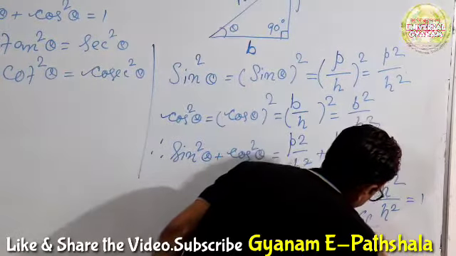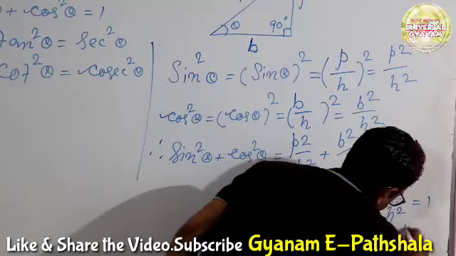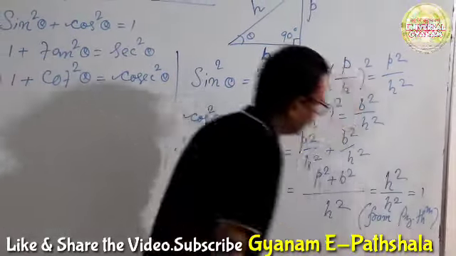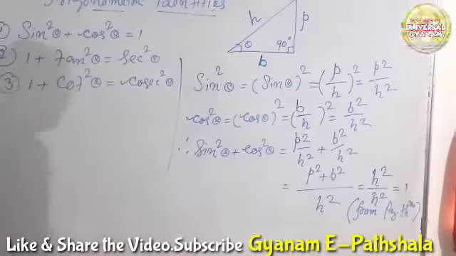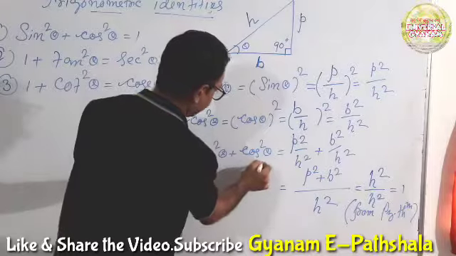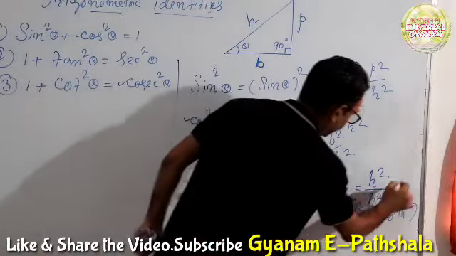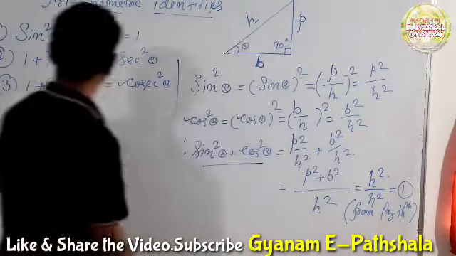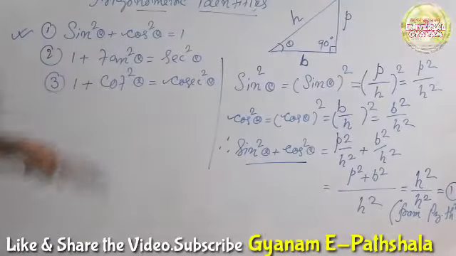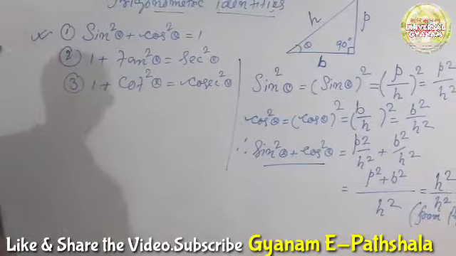This is from Pythagoras theorem, okay? Pythagoras theorem we saw in chapter 6. So sine square theta plus cos square theta is equal to 1. This is the first trigonometric identity. From here, this follows: 1 plus tan square theta is equal to sec square theta.